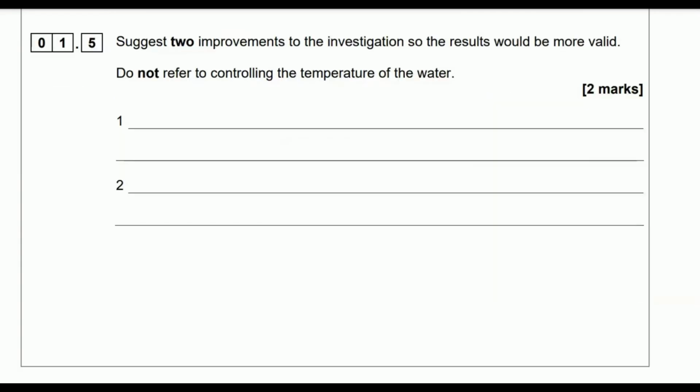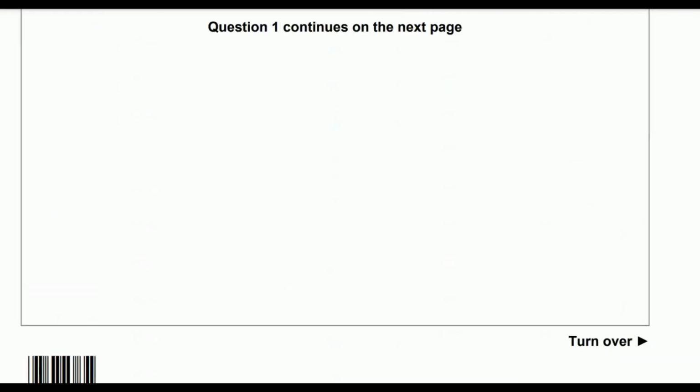Let's zing down to 1.5. Suggest two improvements to the investigation so the results would be more valid. Do not refer to controlling the temperature because we've already mentioned that. So this is important because this is talking about validity. Now, what does the word valid mean? Whenever you see valid in GCSE science, it's talking about your control variables. What haven't you kept the same that could affect the rate of reaction or could affect the experiment?